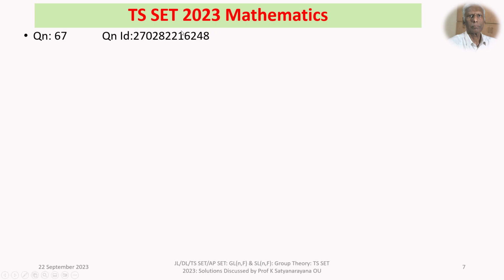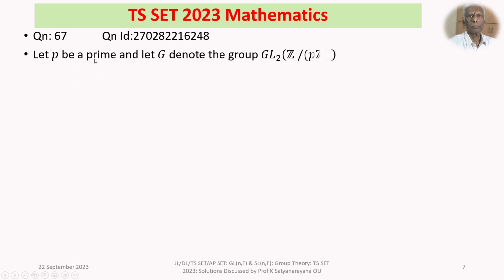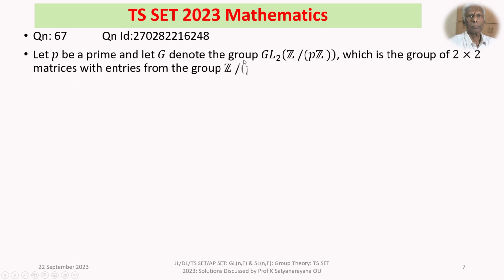There is another question that has appeared in the TS Set 2023 with question number 67 with this question ID. Let P be a prime and let G denote the group GL2 of Z by PZ, that is ZP, where P is a prime number. That is a field, which is the group of 2 by 2 non-singular matrices. The word non-singular should be there, it is missing, with entries from Z by PZ. That means the entries are coming from ZP. What is the order of G?